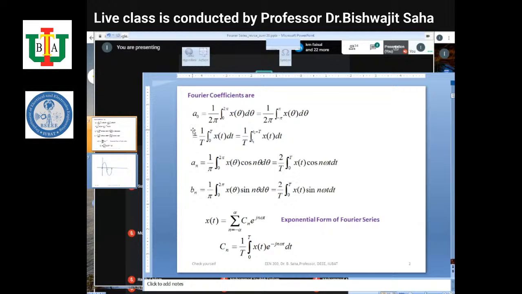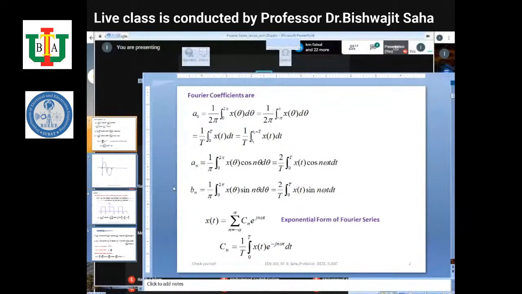So in case of time base, what was the A0? 1 over T. But in this case, 1 over T divided by 2. Isn't it? 1 over T divided by 2. That means 1 over half T. So that 2 is going to be in the upper of the T. That's why 2 by T. So 0 to T, x of t, cos n omega t dt.